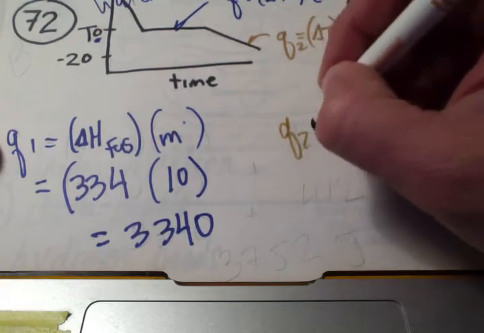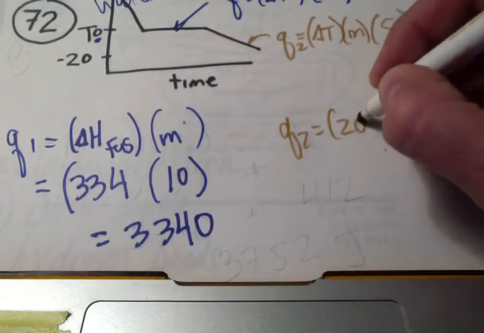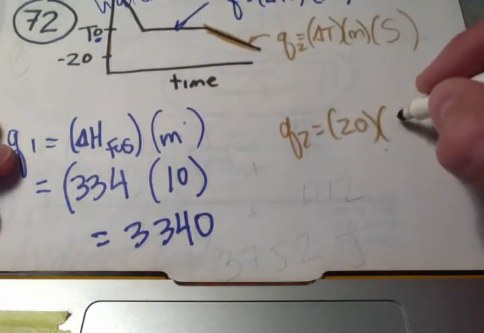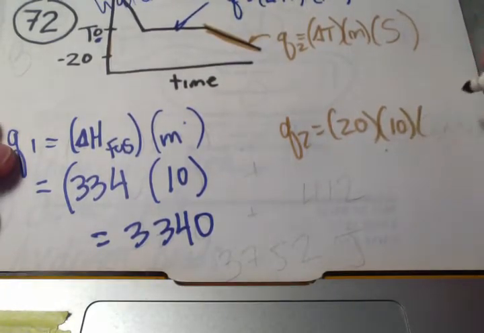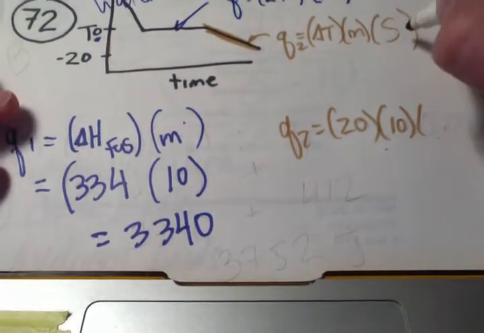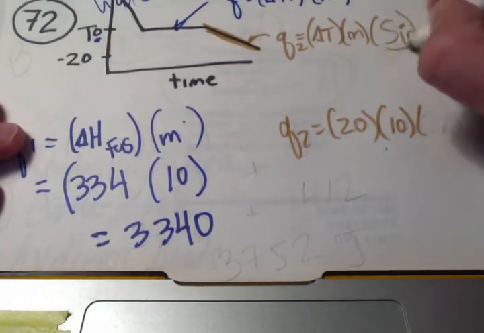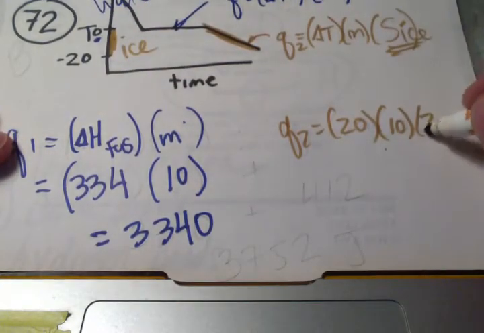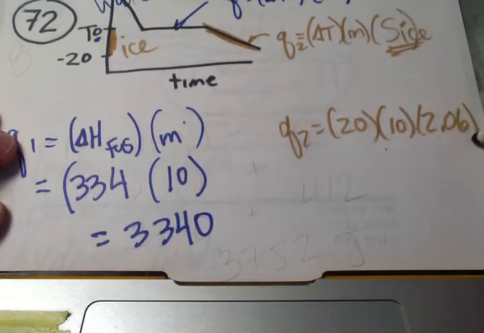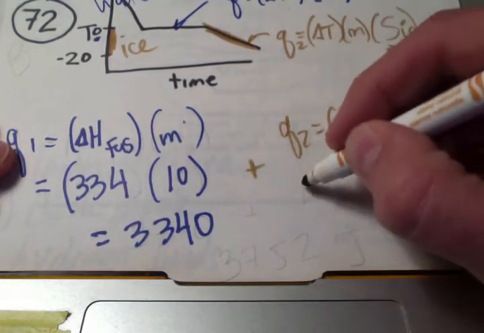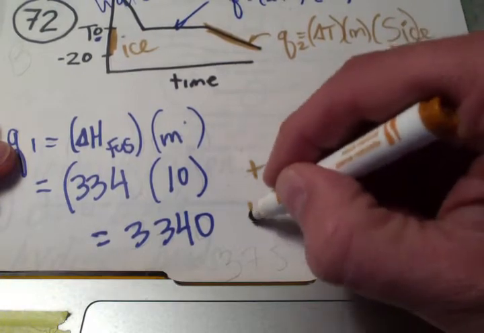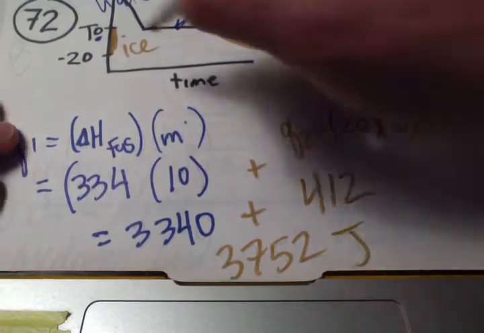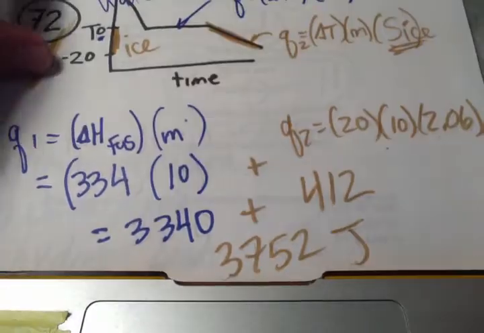Q2 was, now the delta T is 20. It goes down 20. Still our same 10 gram sample. And then you have to decide which specific heat. At negative temperatures, it's ice. It's ice down there. So the hard part is picking out the correct specific heat. I get 412. You add these together. I believe that was choice B.